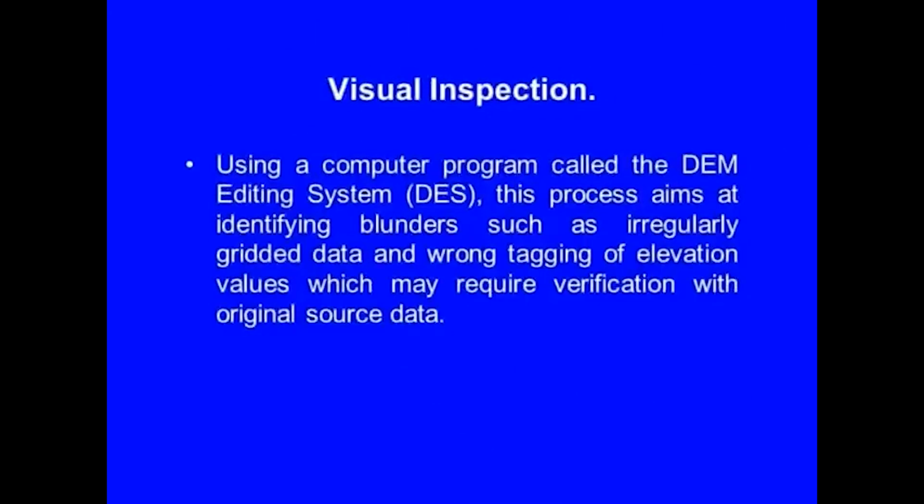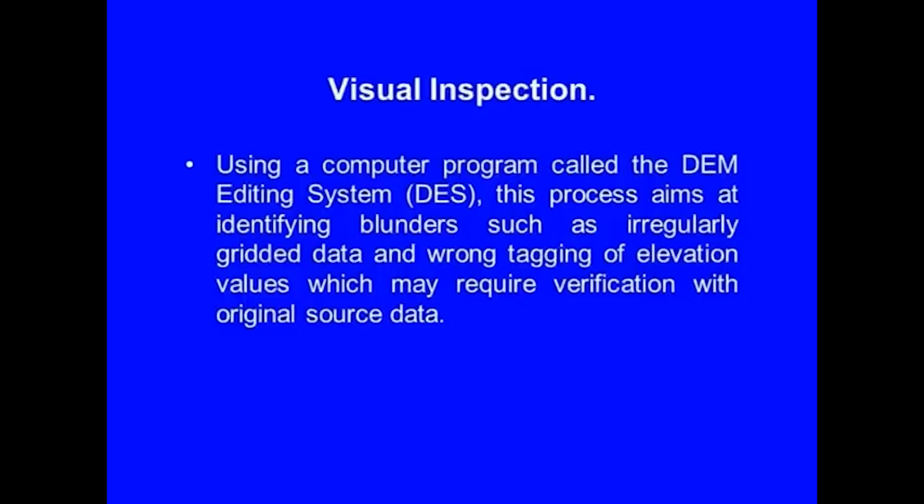Then is visual inspection. Using a computer program called DEM editing system, that is DES, this process aims at identifying blunders such as irregularly gridded data and wrongly tagged elevation values, which may require verification with original source data.